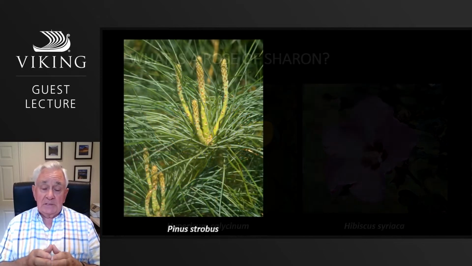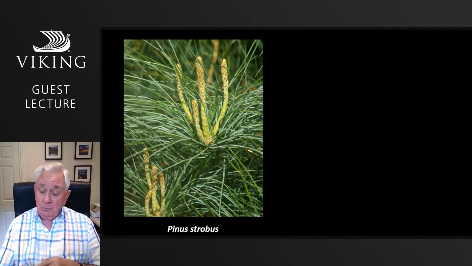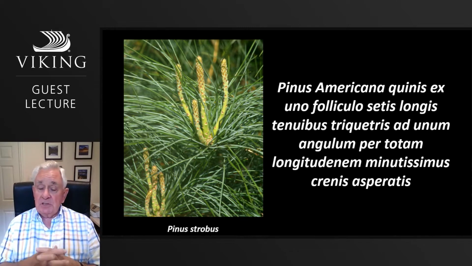Now, before the Latin binomial system was introduced, sometimes plants were described by their features. And there's just one example of a plant today we call Pinus strobus. And it's much easier for me to say to you, this is Pinus strobus, than try and repeat that entire Latin description.